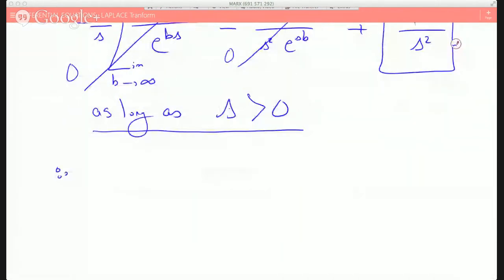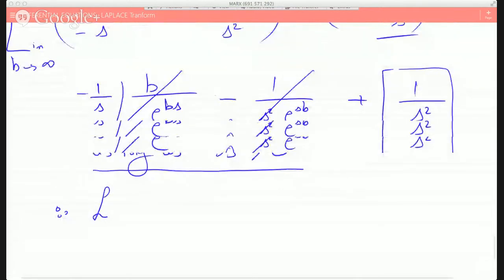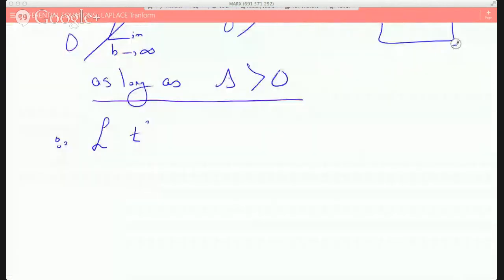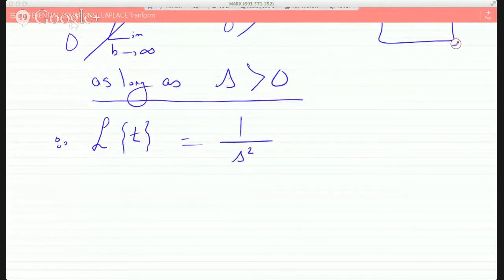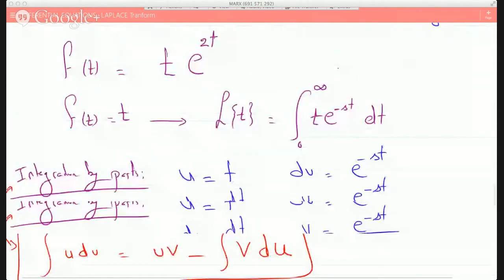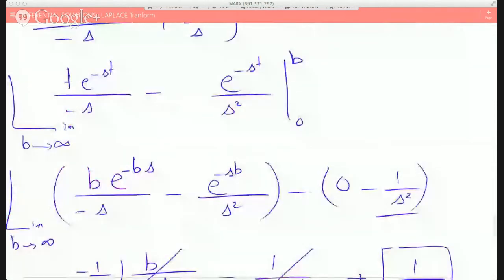So therefore, the Laplace of t, which we were trying to find, turned out to be 1 over s squared. And what does the theorem say? The theorem says if you have an exponential, right? What was our original question? Our original question was e to the 2t times t.